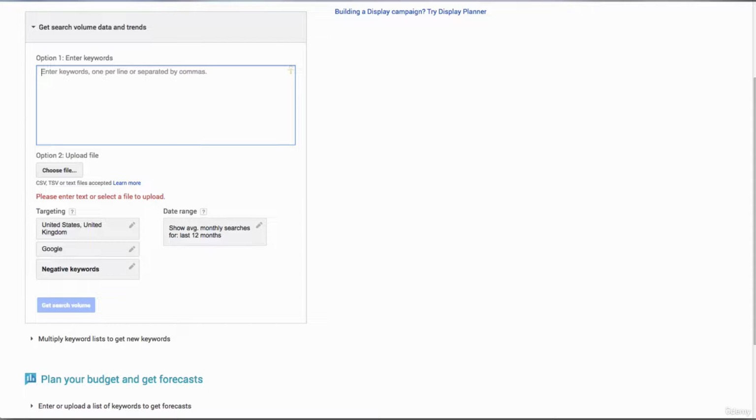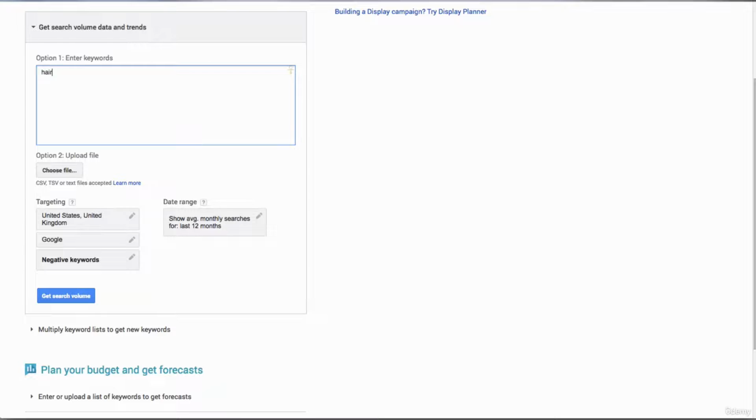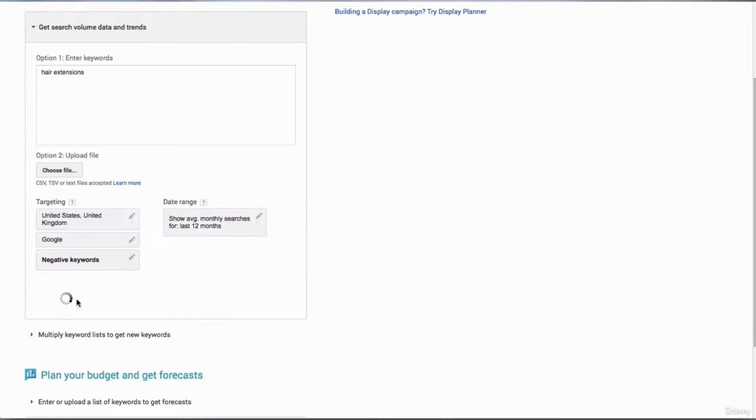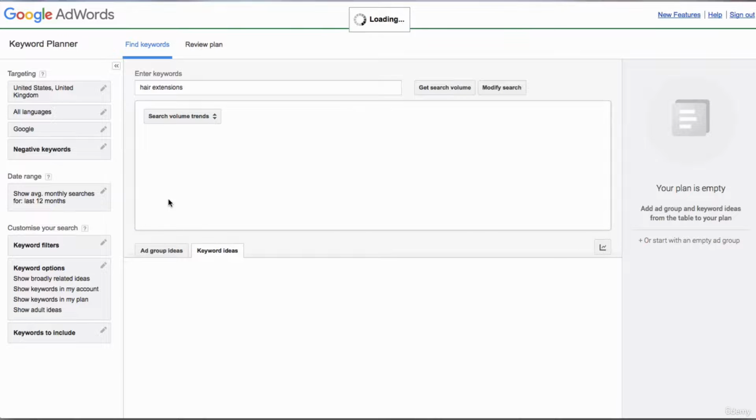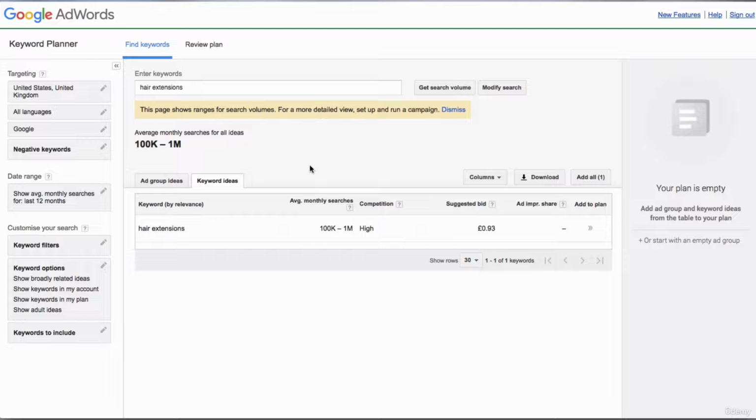For example, say you were going to sell hair extensions. You could just put hair extensions and get search volume to see in the US over the last 12 months how many people are searching for hair extensions. You can see that on average per month you get about 100K to 1 million searches, so that's quite a lot. And the competition is quite high. That means there are other people who are targeting this keyword to advertise. That means you've got other people who are trying to monetize something relating to this.